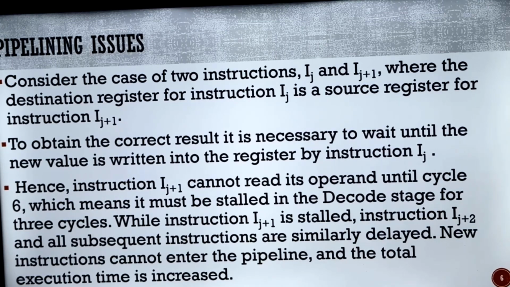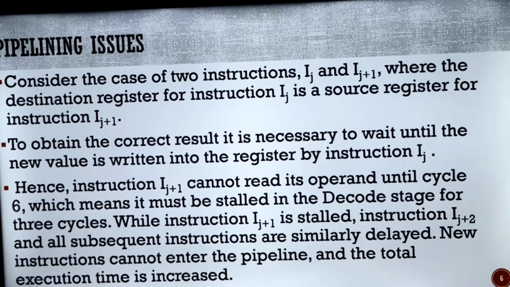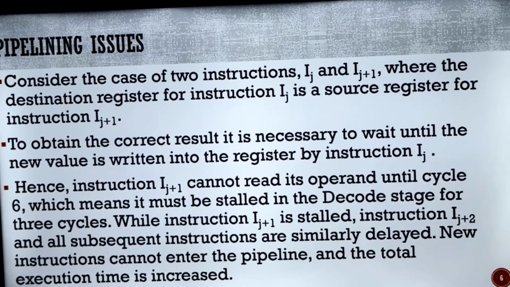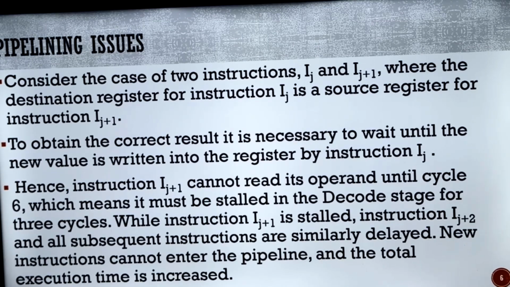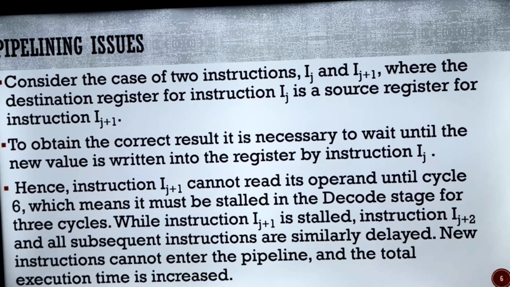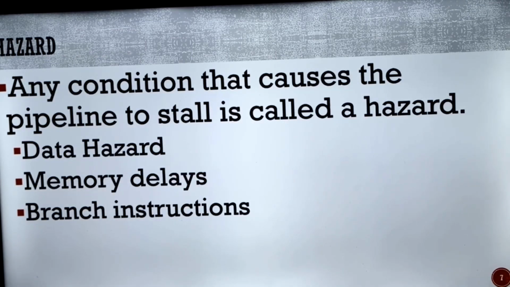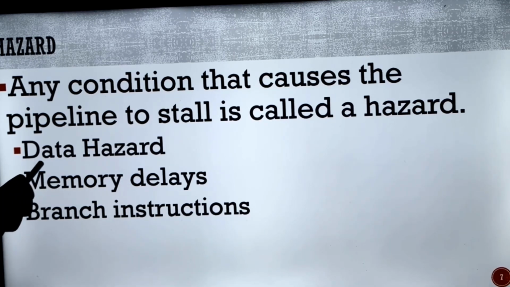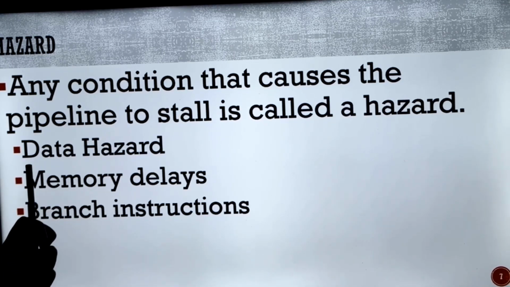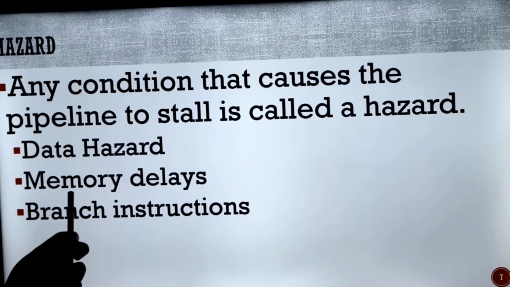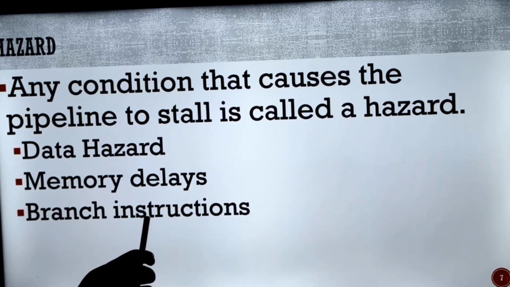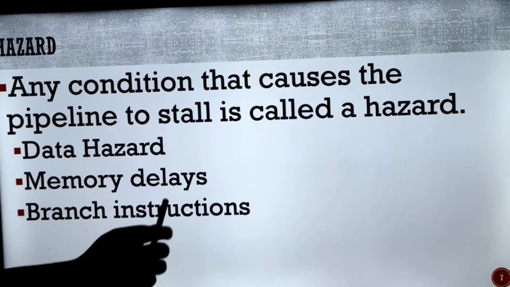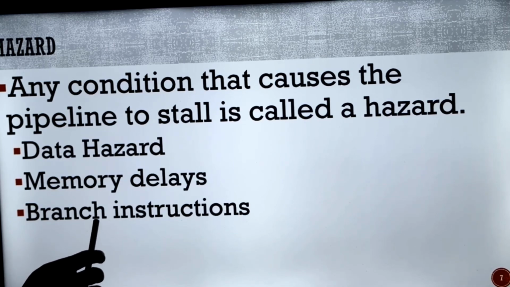See, whenever there are some issues with pipelining, we won't say it directly as issues, but we have some standard terms for that. We call them hazards. We don't typically call them pipelining issues, we call them pipelining hazards. We have three different hazards. This is very important to know. First one is called data hazard. Second one is called memory delays or memory hazards. Third one is called instruction hazards or branch instruction hazards. Now what are all these hazards about? I will discuss in the upcoming slides.